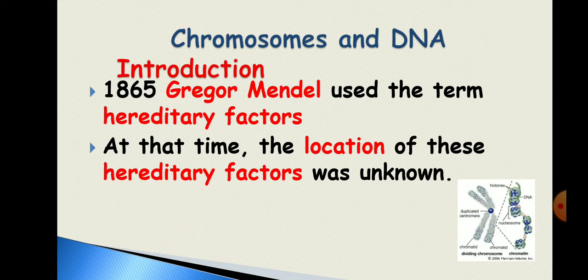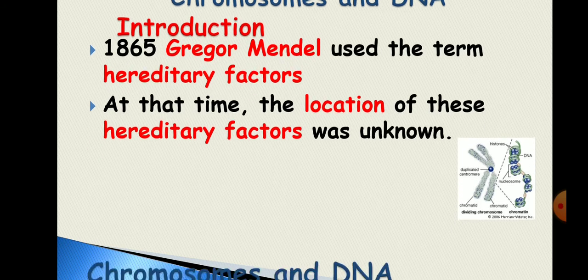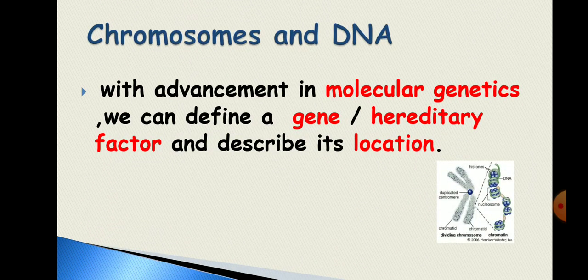Introduction. In 1865, Gregor Johann Mendel, who was a famous geneticist, used the term hereditary factors. At that time, the location of these hereditary factors was unknown. No one was aware of even the cellular structures or the organelles. With advancement in molecular genetics, we can define the gene or a hereditary factor and we can describe its location.